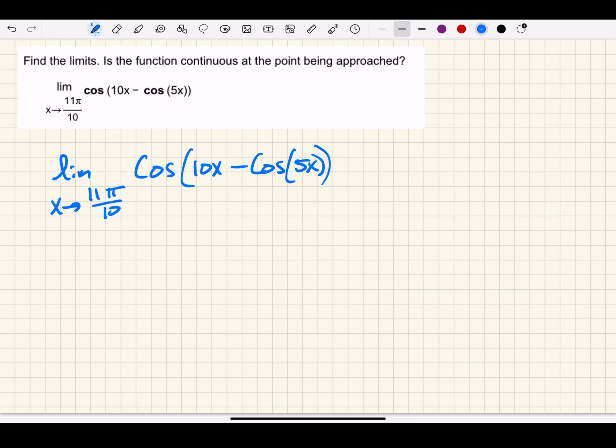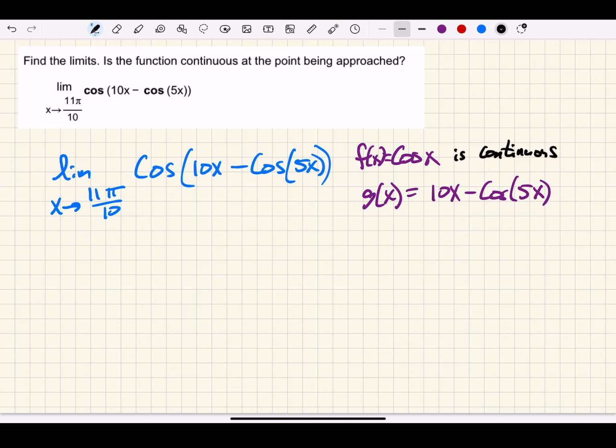5x. Looking at this, we see that we really have the composition of two functions. We have the function cosine x, we could say that is f of x, and then g of x would be 10x minus the cosine of 5x. Now both of these functions are continuous. We know that the cosine function is continuous. And we know that the function 10x is continuous.